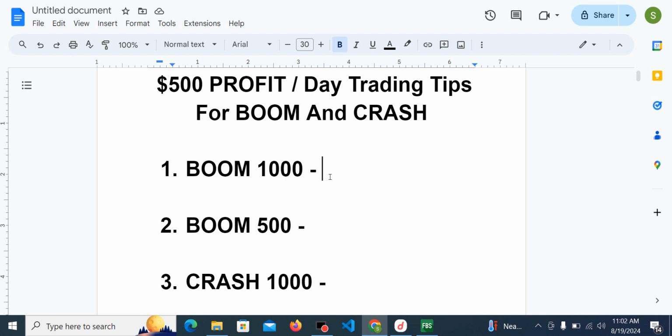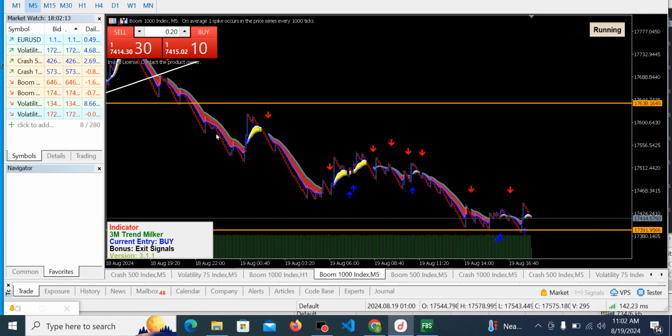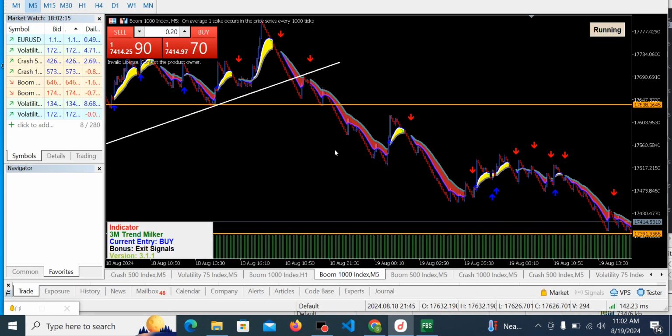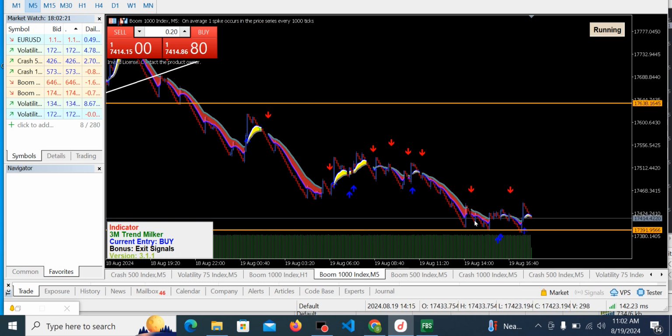So quickly let's go straight into what we have right here, starting with Boom 1000. Okay guys, this is Boom 1000. This had been on a downtrend right from here. You can see the red flag, and of course this had been selling since then, so this is going to be giving us more of a selling opportunity than a buying opportunity.